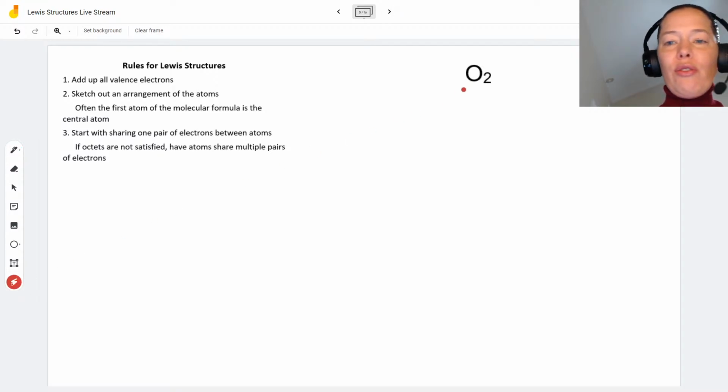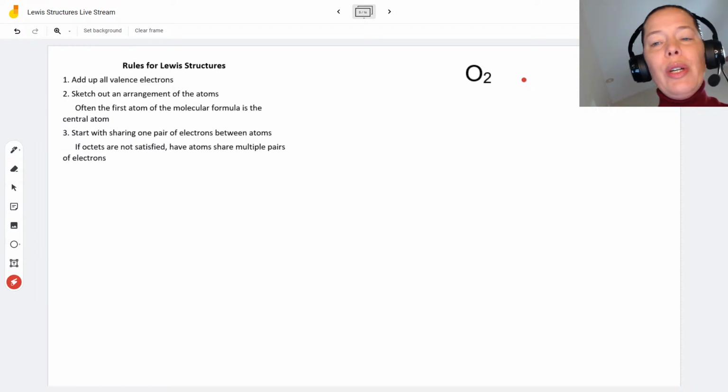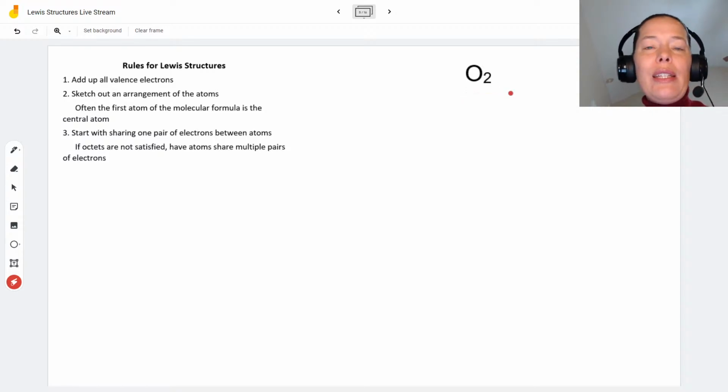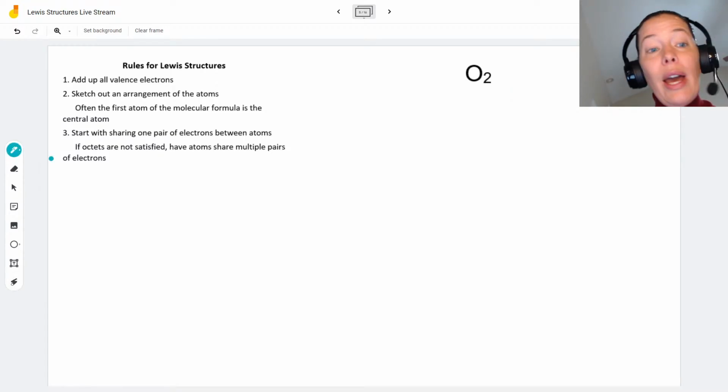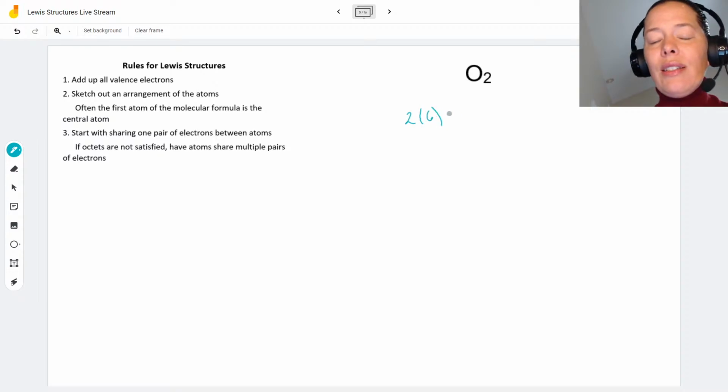So our next structure is oxygen gas, or O2. And again, we're going to follow the same rules here. I guess the easier thing about O2 is that it's just one atom bonded to another. There's no central atom, so you don't have to worry about trying to find the central atom for this case. Okay, let's add up our valence electrons. We've got 2 oxygens. Each oxygen has 6 valence electrons. So we're looking at 12 total valence electrons.